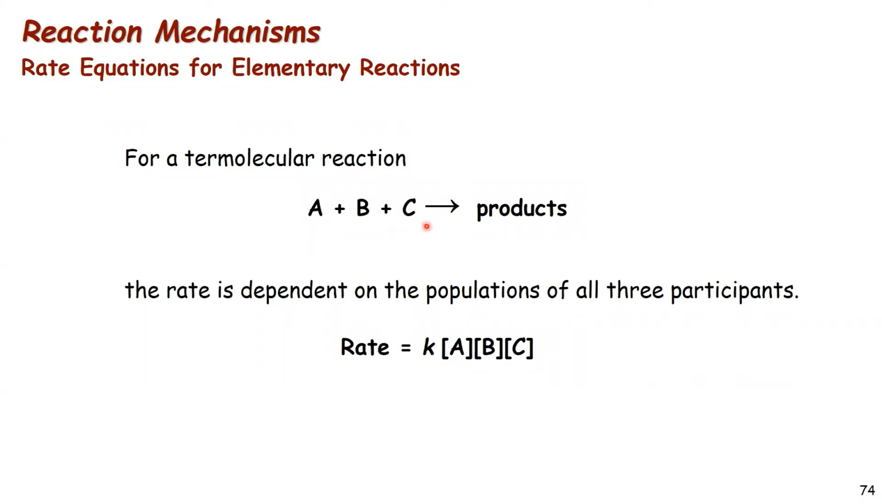If we had 3 particles, a termolecular reaction, in this case we have 3 different molecules all colliding with one another at the same exact moment in time. Well, the rate is equal to the rate constant times the concentration of A to the first, the concentration of B to the first, and the concentration of C to the first, since the coefficients are all 1.